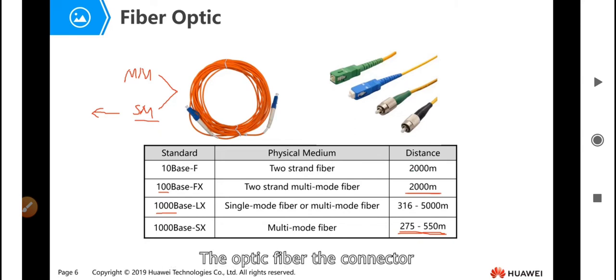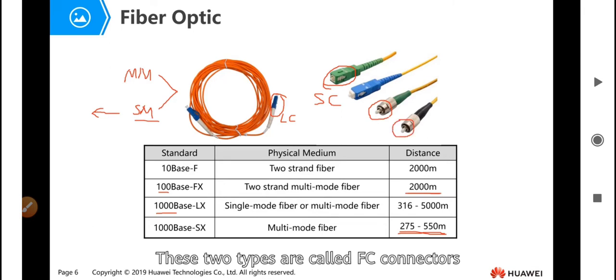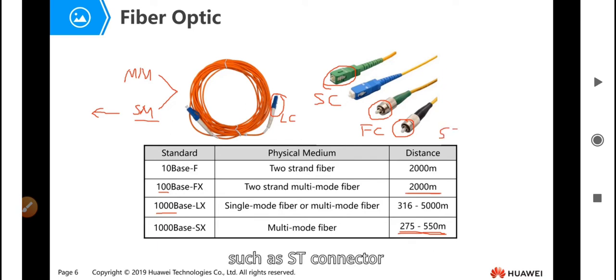The optical fiber has many connector types. This we call the SC connector, a big square connector. And this we call the LC connector, a small square connector. And these 2 types we call FC connectors. Of course, there are still others such as ST connectors. This is the fiber optic.